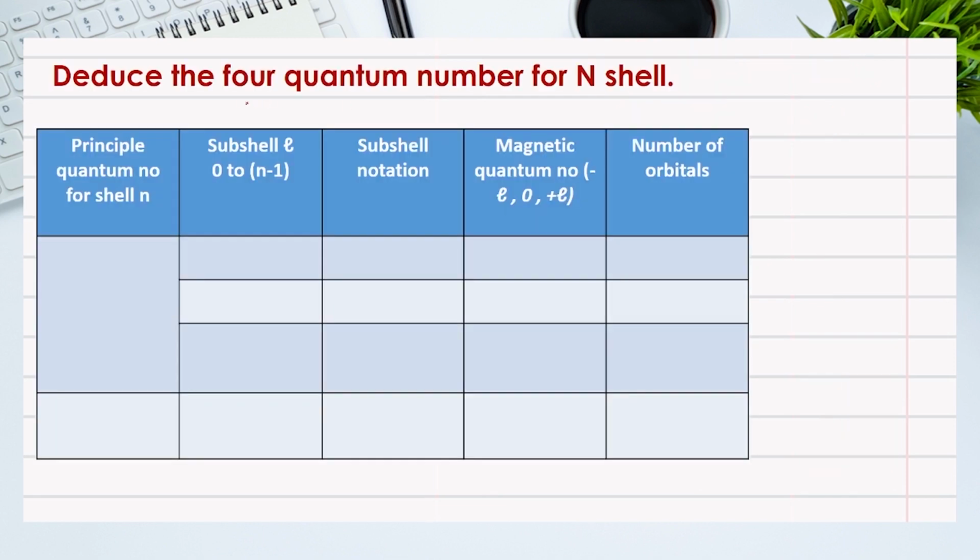Now let's try to solve this exercise. To apply what we learned, deduce the 4 quantum numbers for the N shell. We have the K shell, L, M, and N. For the K shell, n is equal to 1, for L n is equal to 2, here n is equal to 3, and here n is equal to 4. This means the principal quantum number for the N shell is equal to 4.